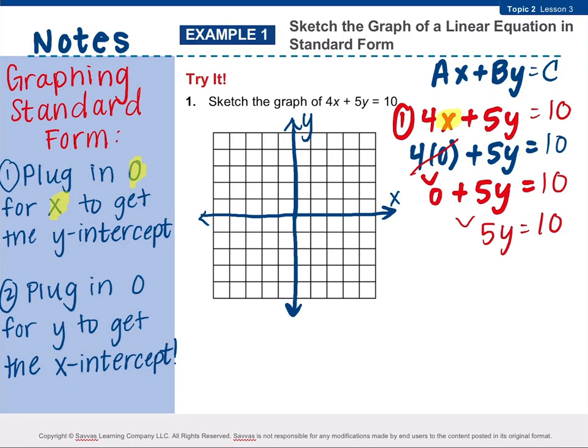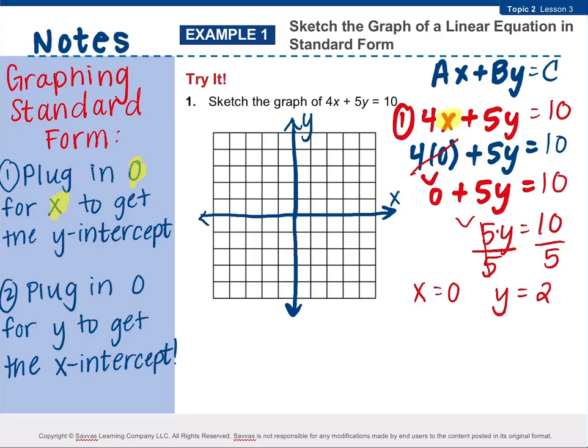So now I'm going to solve for y. Remember 5y means 5 times y. So if I'm going to get y by itself, I have to do the opposite of times 5 and divide by 5. I'm going to do that to both sides to keep my sides equal. And 5 divided by 5 is 1. So they eliminate, and I get 1y equals 10 divided by 5, which is 2. So that's telling me that when x is 0, y is equal to 2.